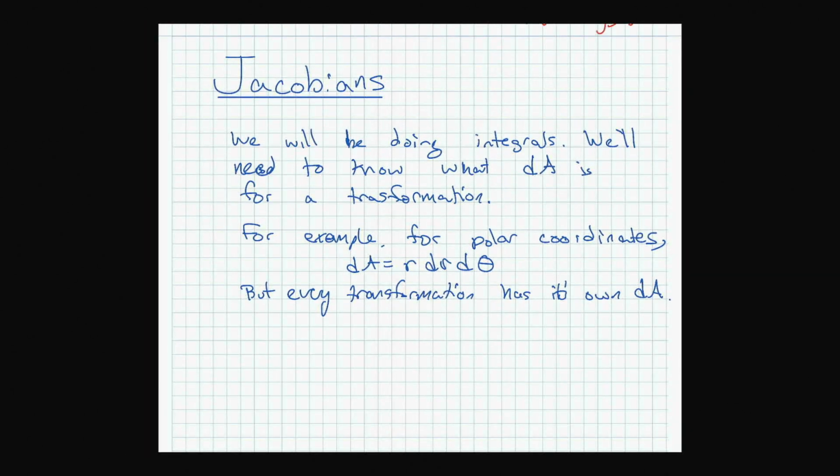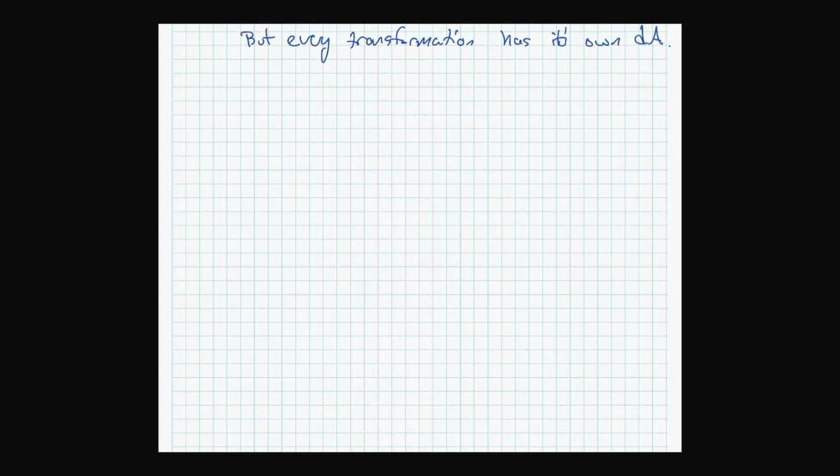And now let's get started. Okay, so we're going to be doing this because we're going to be doing integrals in the future, right? So here's how we're going to do it. Consider a box with dimensions delta U and delta V on the UV plane.